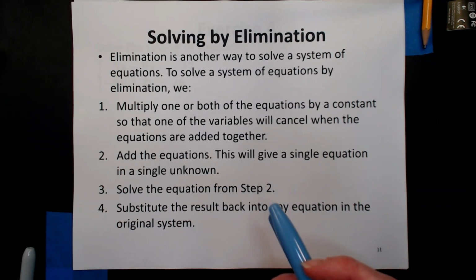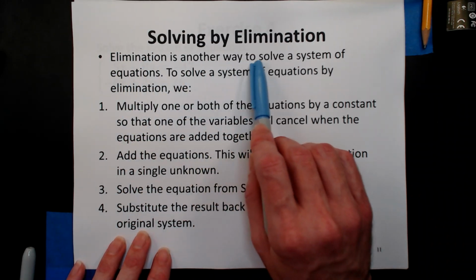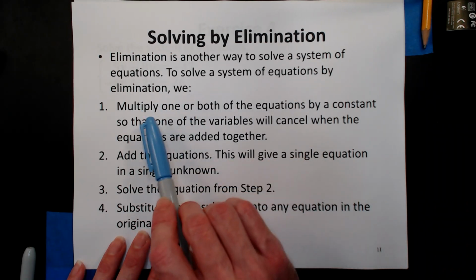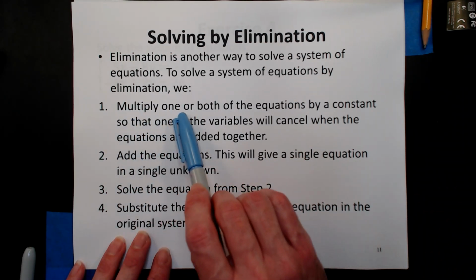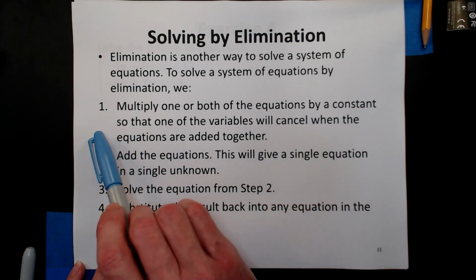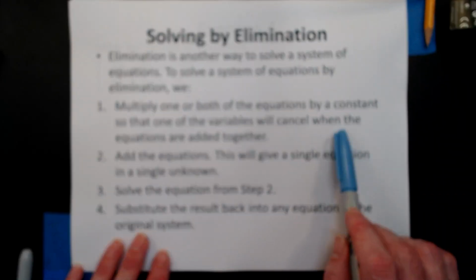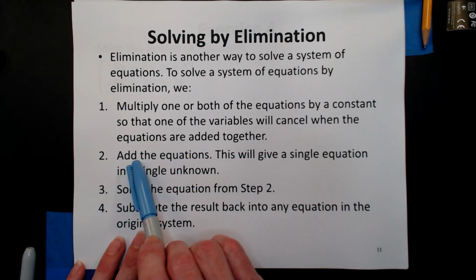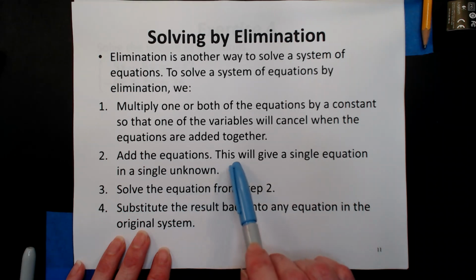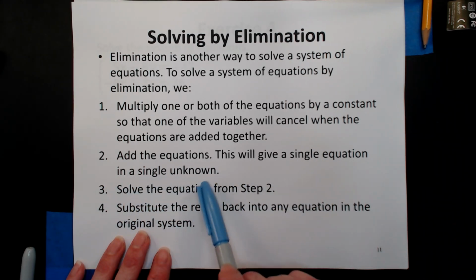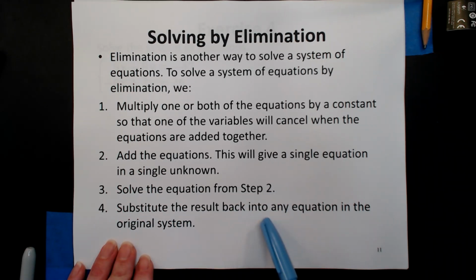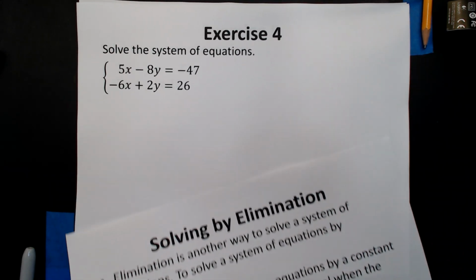Solving by elimination. Elimination is another way to solve a system of equations. To solve a system of equations by elimination, number one, we multiply one or both of the equations by a constant so that one of the variables will cancel when the equations are added together. Number two, add the equations. This will give a single equation and a single unknown. Number three, we solve the equation from step 2. Number four, we substitute back into any equation in the original system to find all the variable values back out.